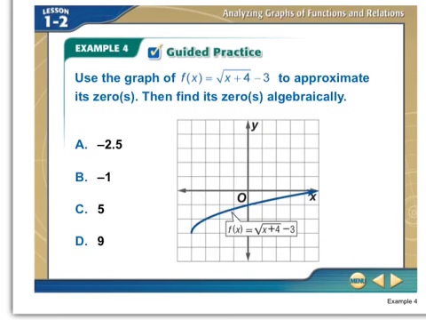In this example, I would like you to use the graph of f of x equals square root of x plus 4 minus 3 to approximate its zeros, and then find its zeros algebraically. Try this problem on your own and join me again in a minute when you have the solution, and we will go over the answer together.